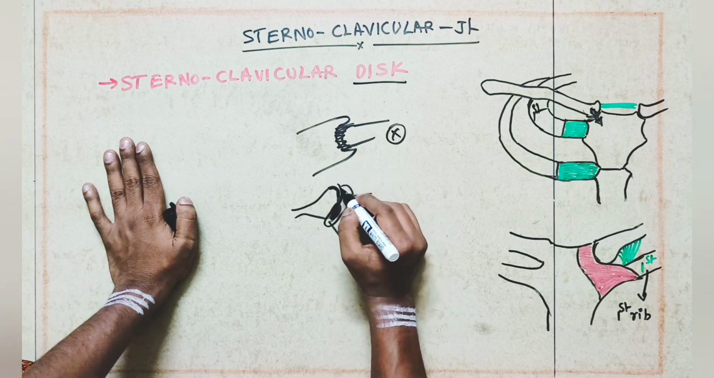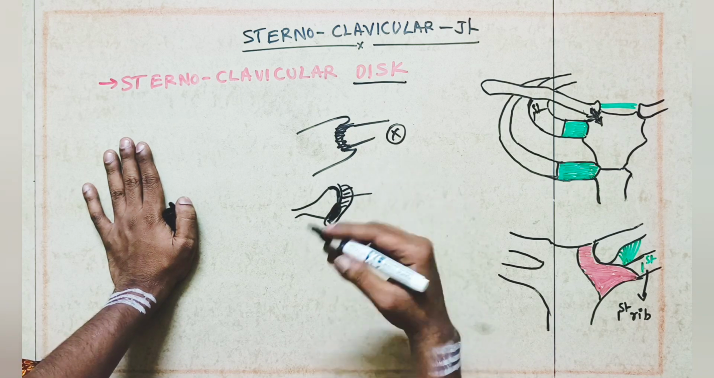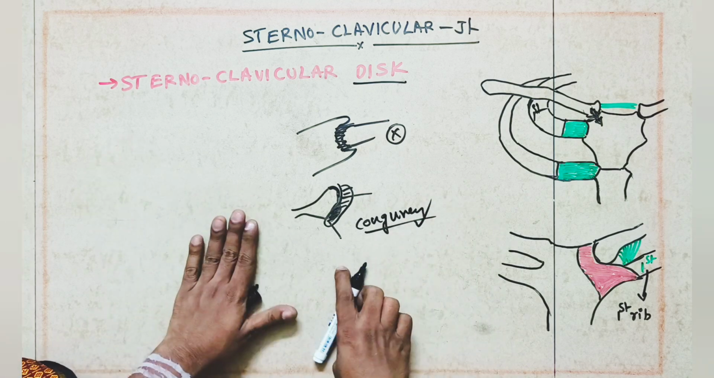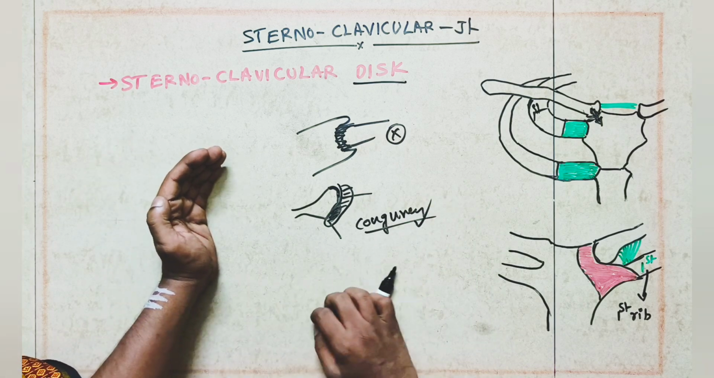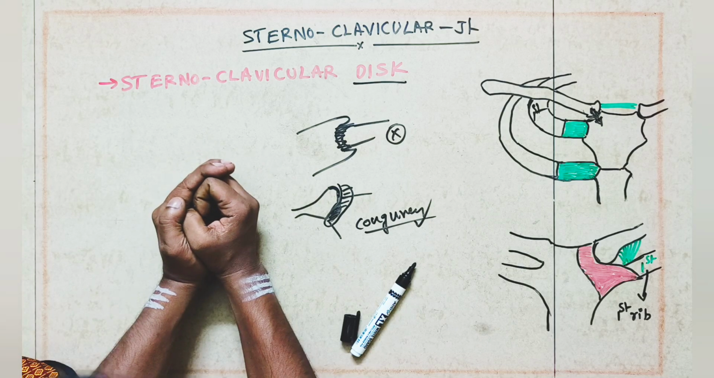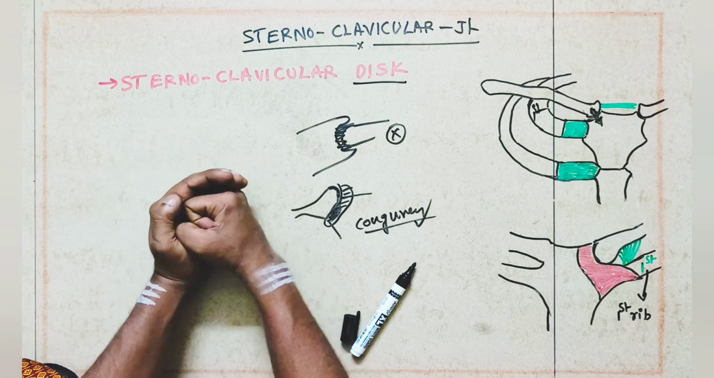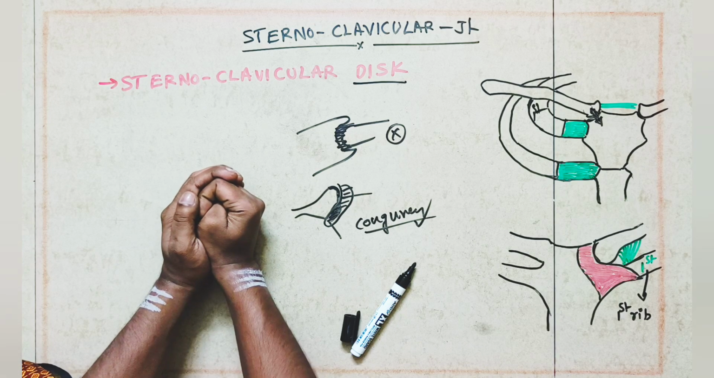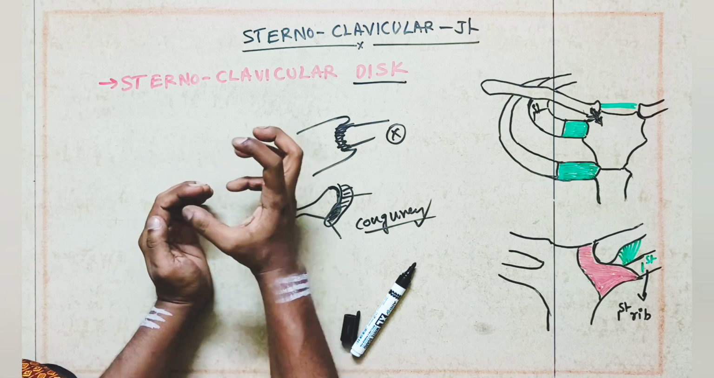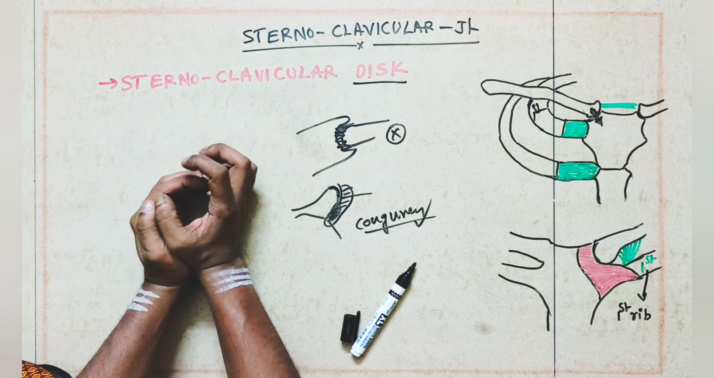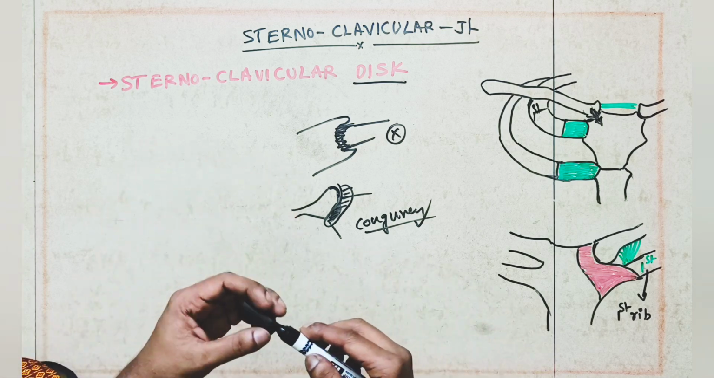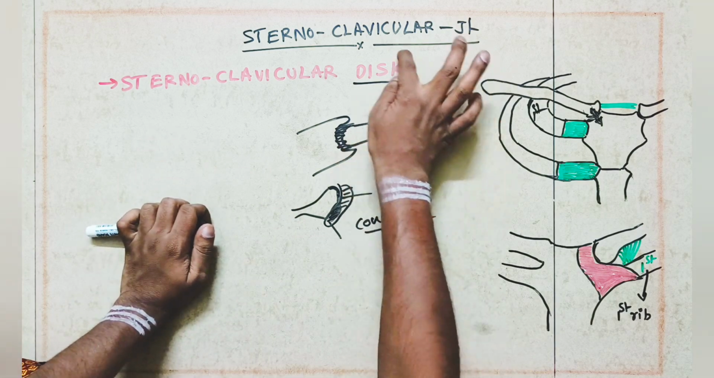So in these places we need an articulating disc to increase the congruency of the articulating surfaces. If one articular surface is like this and the other is like this, there is no need of an articular disc, because the contact between these two bones is more, so the stability will be maintained. But if one bone is small and one bone is big, then to maintain the congruency we need additional support. Those additional supports are nothing but the disc.